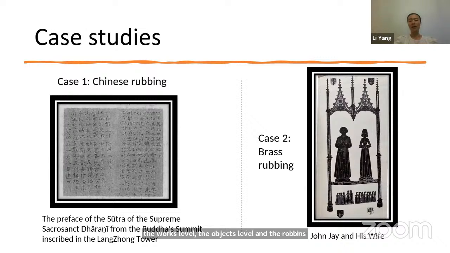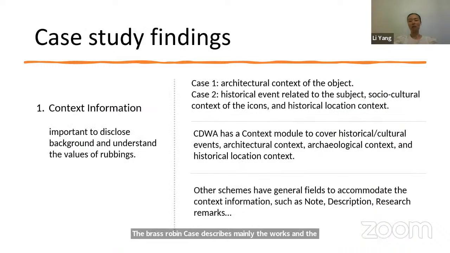The brass rubbing case describes mainly the works and the objects levels. We have several findings. First, context information is important to disclose comprehensive information and understand the values of rubbings. It can reflect various information of that time, such as history, culture, art, and architecture. It also enables more links between resources.